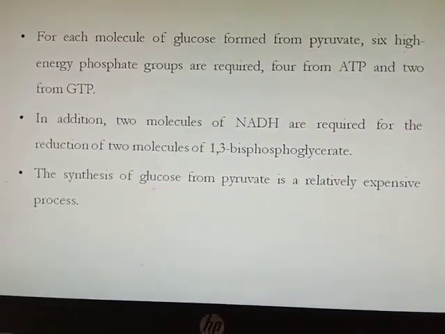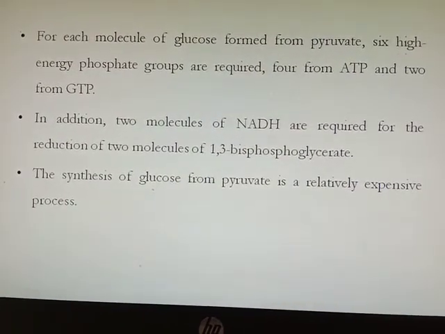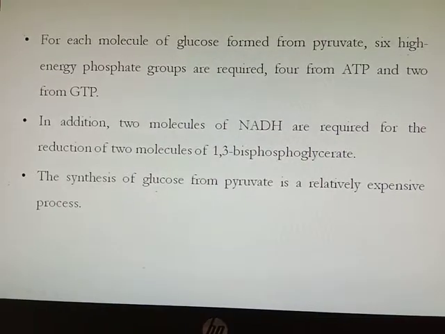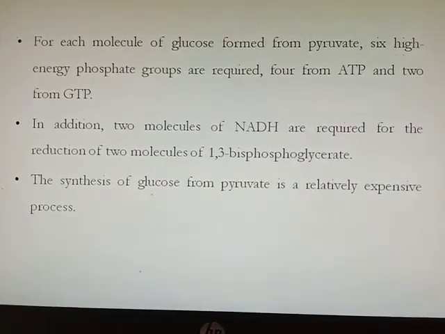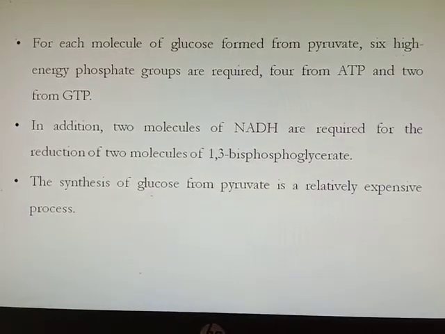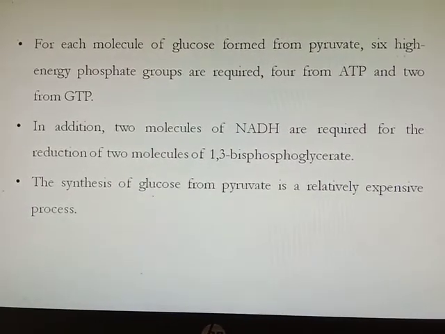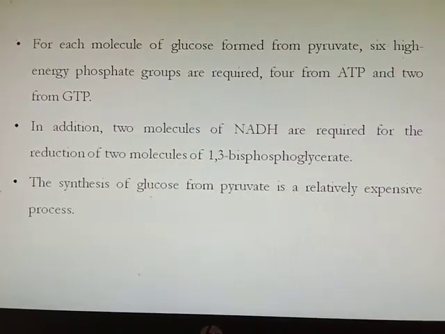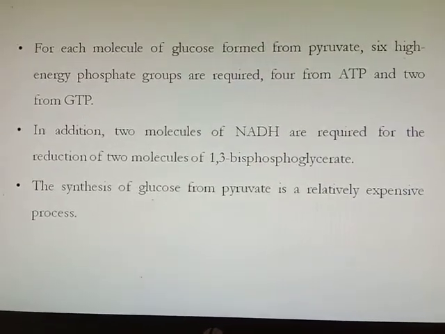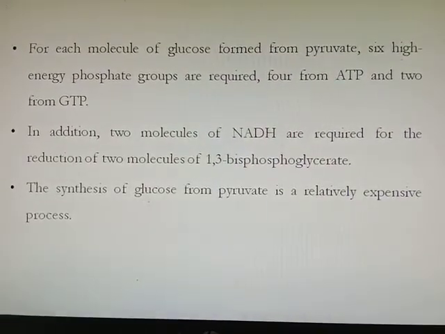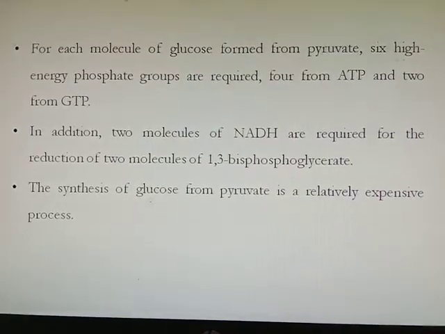For each molecule of glucose formed from pyruvate, 6 high energy phosphate groups are required, 4 in the form of ATP and 2 in the form of GTP. In addition to this, 2 molecules of NADH are required for the reduction of 2 molecules of 1,3-bisphosphoglycerate. The synthesis of glucose from pyruvate is a relatively expensive process, but it is essential for the supply of glucose to the brain.